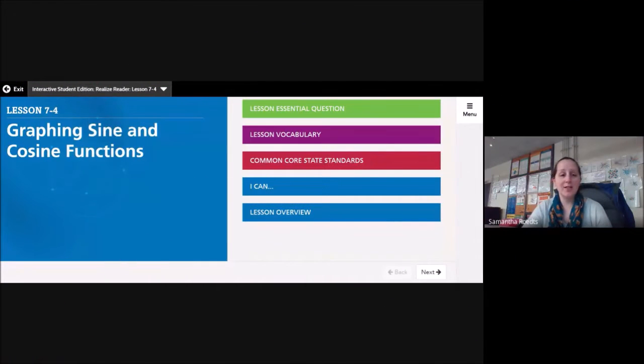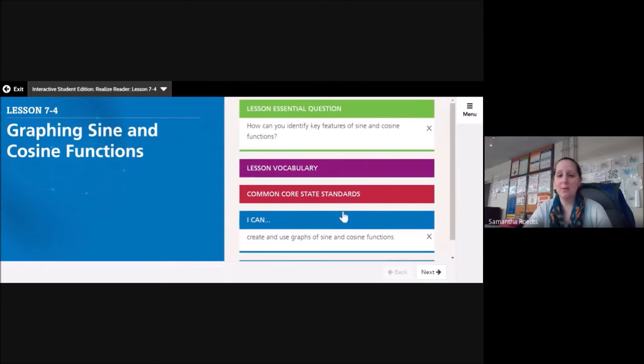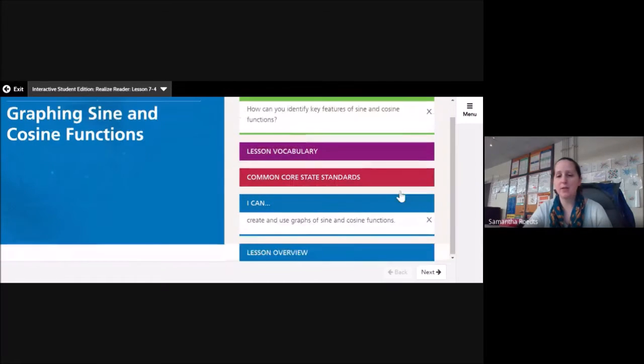All right, this is Unit 7, Lesson 4, Graphing Sine and Cosine Functions. So our lesson essential question is, how can you identify key features of sine and cosine functions? At the end of this lesson, you'll be able to create and use graphs of sine and cosine functions.